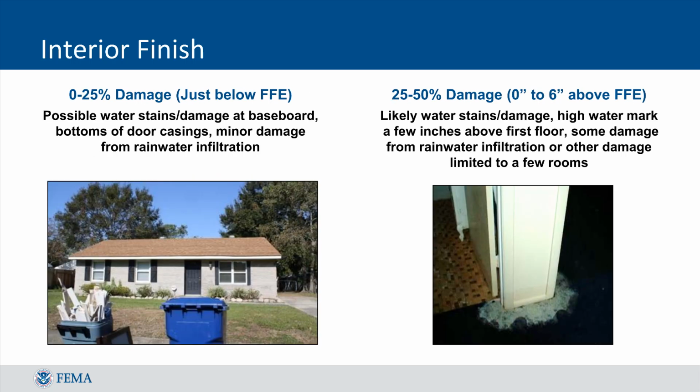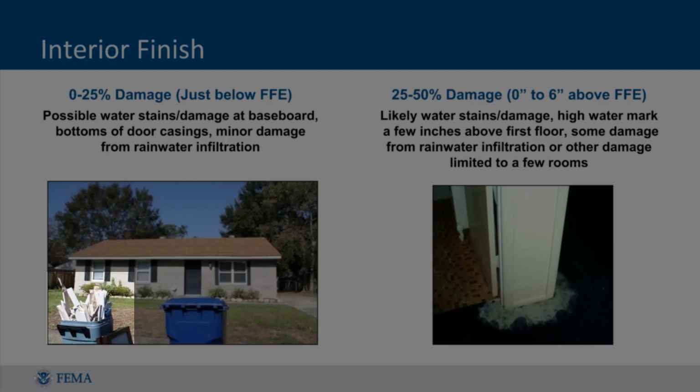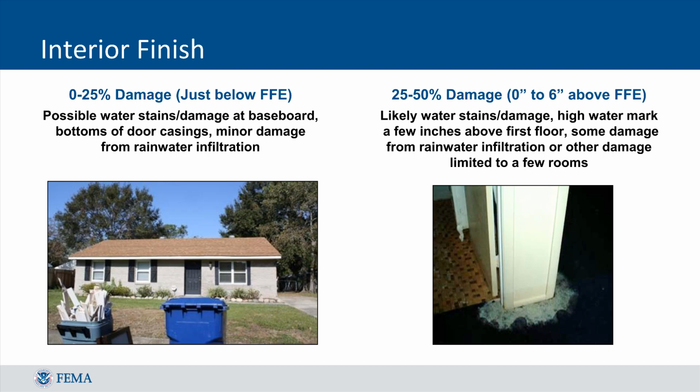Interior finish includes many of the non-structural elements in the home, such as baseboards, molding, and drywall. In homes where the damage is between 0 and 25%, there will be minor impacts to these elements of the home's interior. Some signs of this level of damage include water stains near the baseboard of the walls, indicating that very little water entered above the first floor. In cases where windows are blown out and rainwater entered, there may also be minor damage to interior walls that would fall into this level of damage.